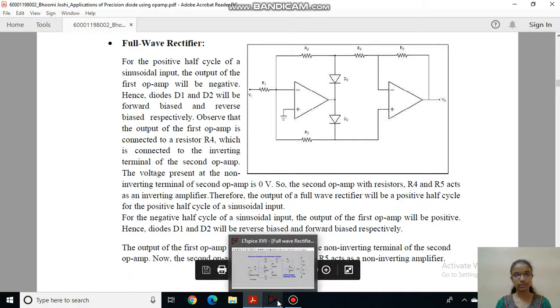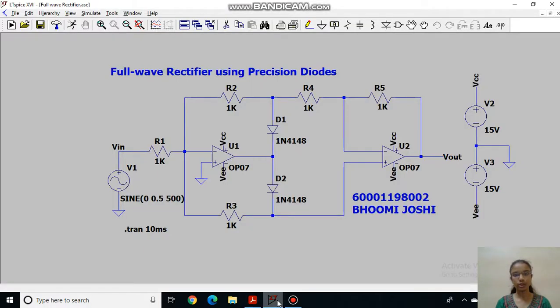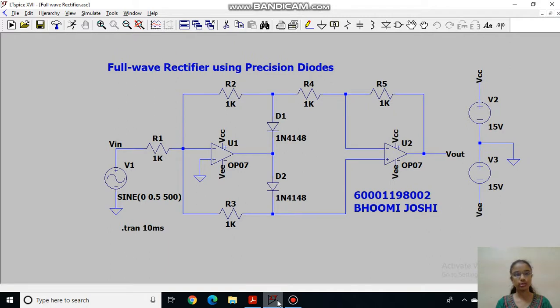So now let us understand with the simulation. This is my schematic for full wave rectifier. As you can see, this is a similar circuit. These are my two diodes. This is my inverting amplifier. Here I am applying sine wave of 0.5 volt and 500 hertz. So now let us run this.